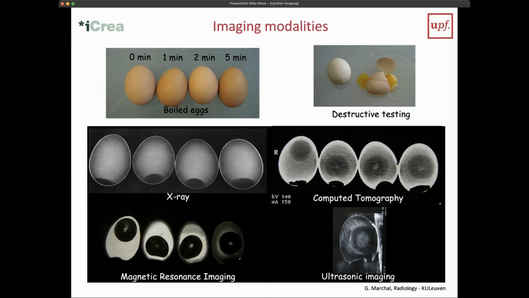CT imaging looks again at the atomic concentrations. Now we do get spatial information because we can take a tomogram, but because it looks at atomic concentrations, it cannot discriminate different types of soft tissue, like, for example, boiled eggs and how much they are boiled. Magnetic resonance imaging can discriminate soft tissues, but, for example, cannot see the hard shell outside. So it's not good at calcium and bone imaging.